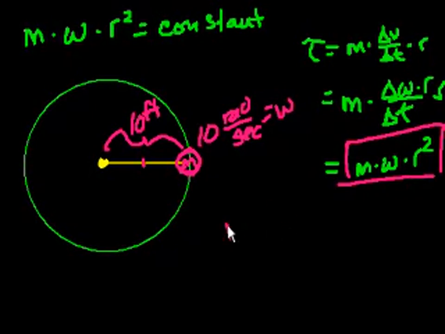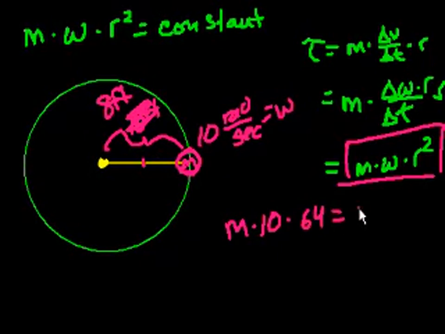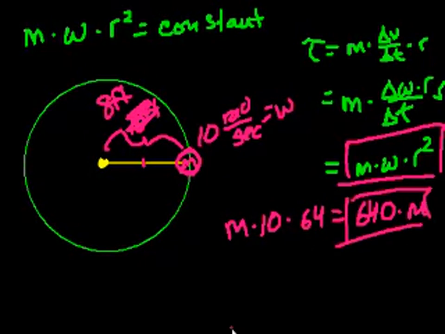Well, it's mass times 10 times, right? Actually, let's make this radius a different number. Let's call it 8 feet, just so you know what I'm doing. So its angular velocity is 10, and then its radius is 8, so times 64. So it equals 640 times the mass. This is its angular momentum, right?